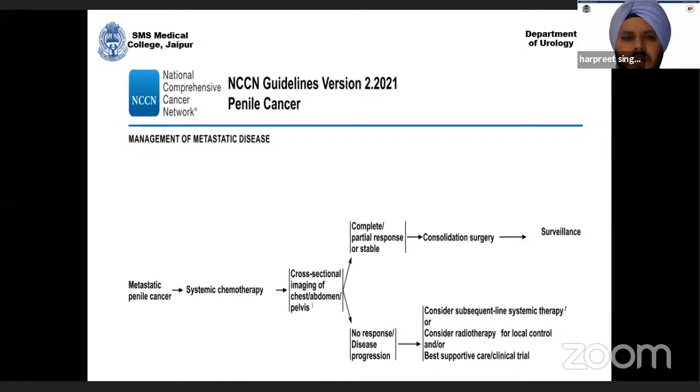In the metastatic patient, systemic chemotherapy should be given. Then cross-sectional imaging of the chest, abdomen, and pelvis should be done. After that, the response can be seen: in a complete response, a partial response, or a stable patient, consolidation surgery should be considered. Consolidation surgery is bilateral superficial and deep inguinal lymph node dissection with unilateral or bilateral pelvic lymph node dissection. If there is no response, the patient should be considered for subsequent-line systemic therapy, such as panitumumab or other agents.